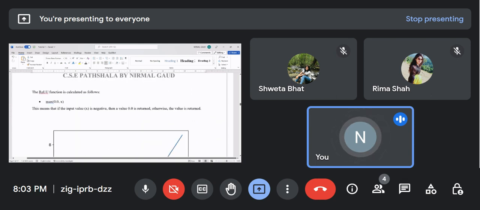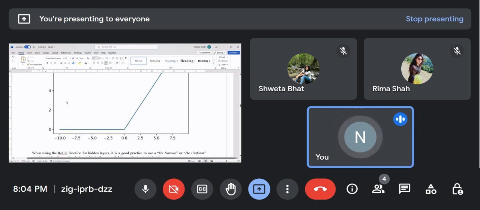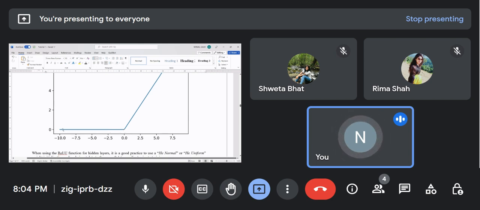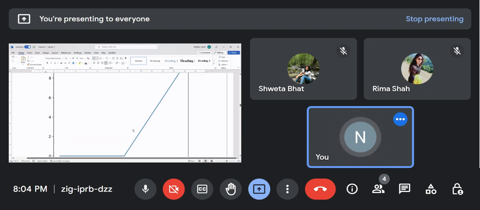So here is the mathematical expression for your ReLU function. This is how the function has been described: max of 0 comma x. And if you want to see the graph of your ReLU function, here is the graph. Up to 0, whatever negative value it accepts, it gives you the result 0. And when you start giving positive values, you can see there's a straight line. So this is the graph of the ReLU function.